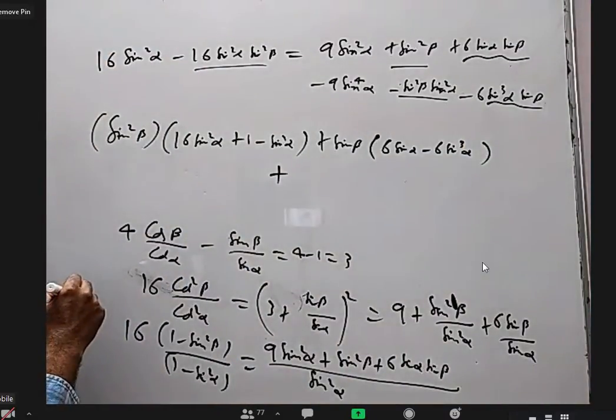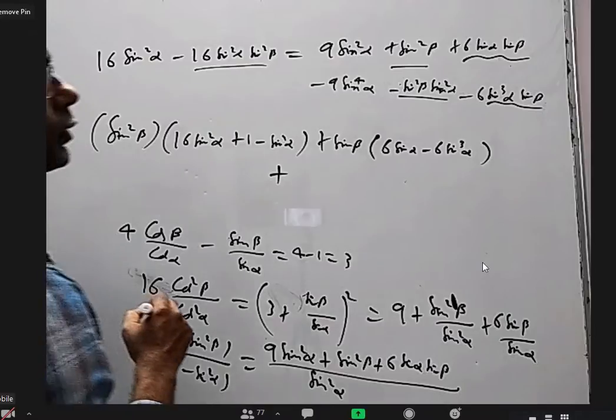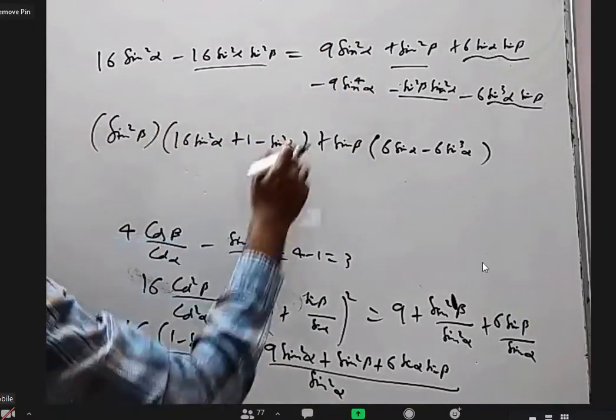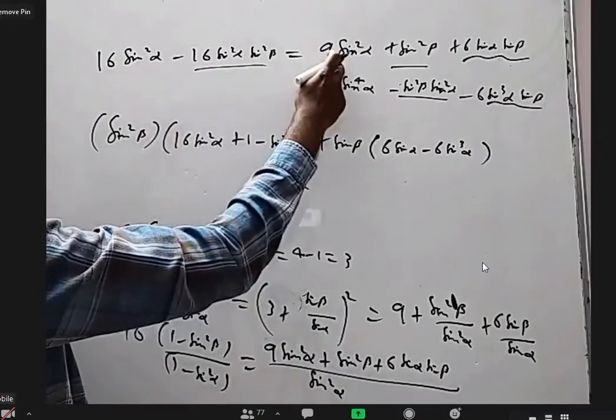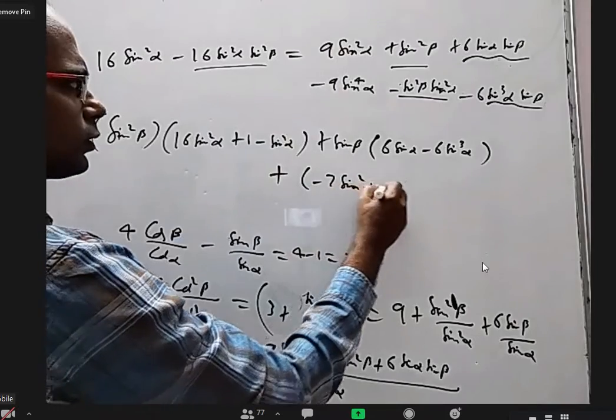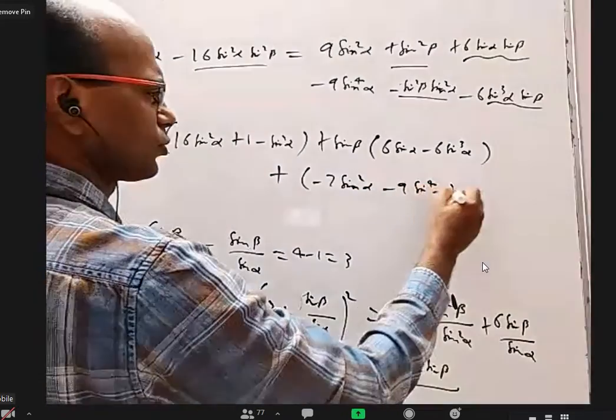Next, constant in terms of alpha. Alpha is there, this and this. So from here, if I go this side, it is minus 7 sine square alpha minus 9 sine power 4 alpha equal to 0.